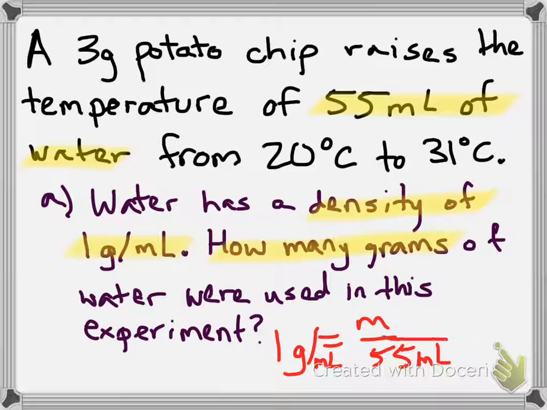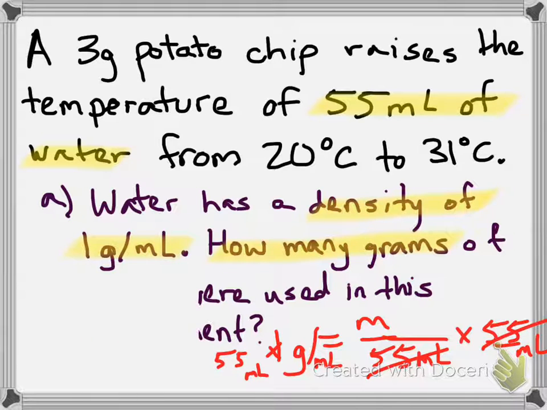In order to solve for mass, we are just going to multiply by our denominator on both sides. On our right side, notice 55 milliliters times 1 over 55 milliliters, so the 55 milliliters cancel out. We will get that mass equals 55 times 1, so 55 grams. Notice milliliters cancel out, so we're left with grams. The answer for A is we are working with 55 grams of water.